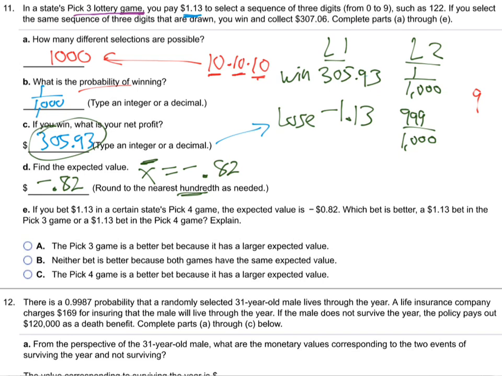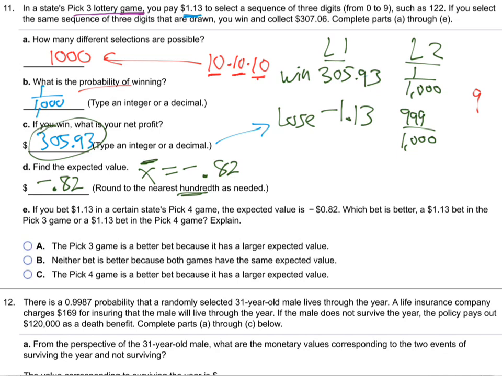Yep. So what does that number mean? What is that negative 0.82 in real life? That's how much you're losing every time. Yeah. How much you're paying. Yeah, on average, you're expecting to lose 82 cents. Even though you think, well, how do you lose 82 cents? You're either losing $1.13 or you're winning a bunch.